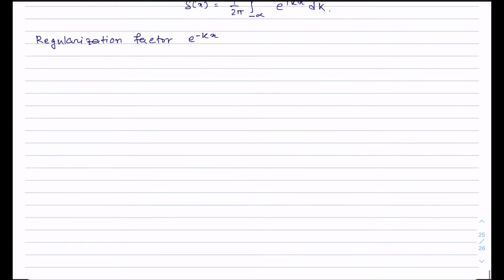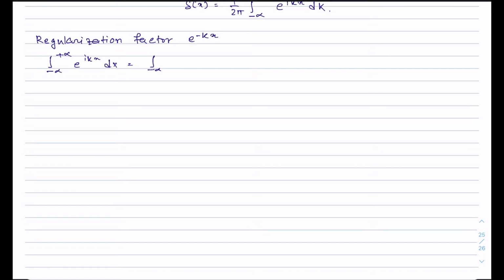Okay, so integration from minus infinity to plus infinity e to the power i k x dk is equal to, you can write it like this by breaking the limit of the integration into two parts. Integration from minus infinity to 0 e to the power i k x dk, then plus 0 to infinity e to the power i k x dk.